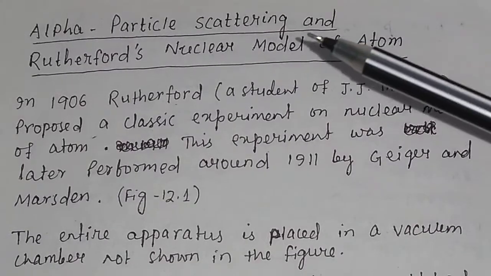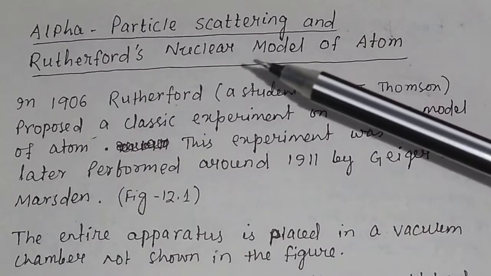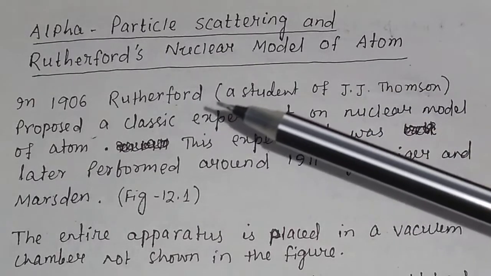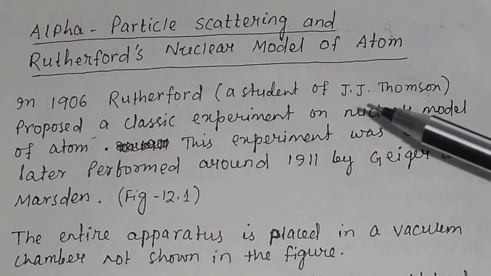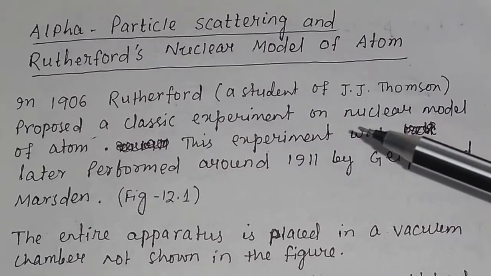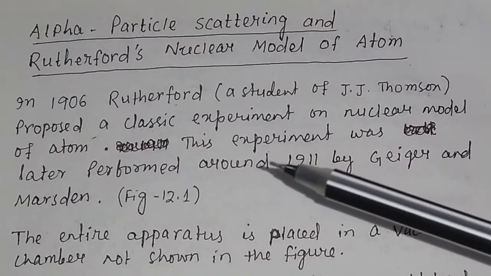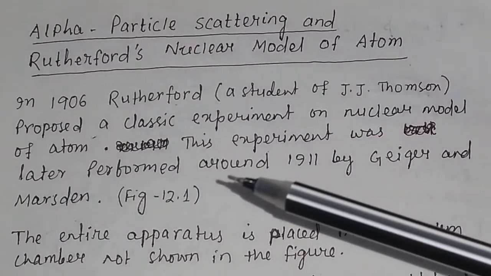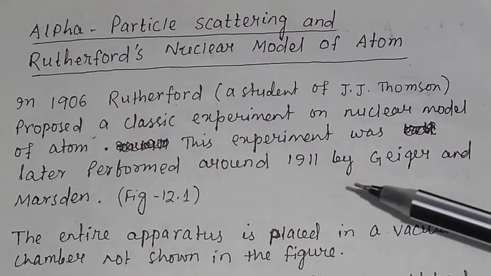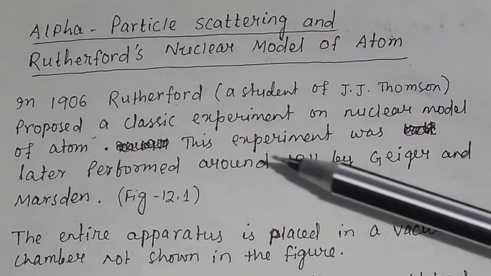Alpha particle scattering and Rutherford's nuclear model of atom. In 1906, Rutherford, who was a student of Thomson, proposed a classic experiment on the nuclear model of atom. This experiment was later performed around 1911 by Geiger and Marsden.